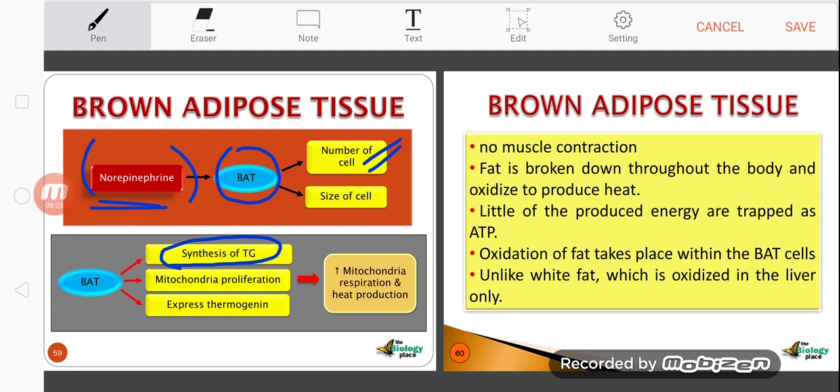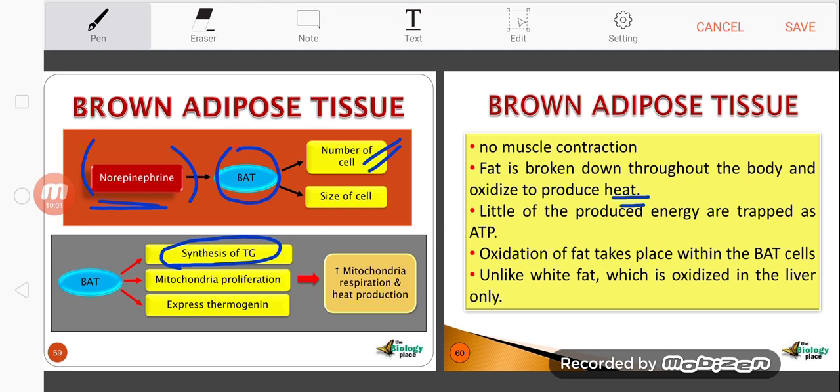Synthesis of triacylglyceride. The fat is being used to produce the heat. Fat oxidation, fat metabolized into triacylglyceride. Okay, fat is the bigger size of macromolecule, and when you break down the fat, it will produce the smaller macromolecules, which is triacylglyceride. So what else happened in BAT?